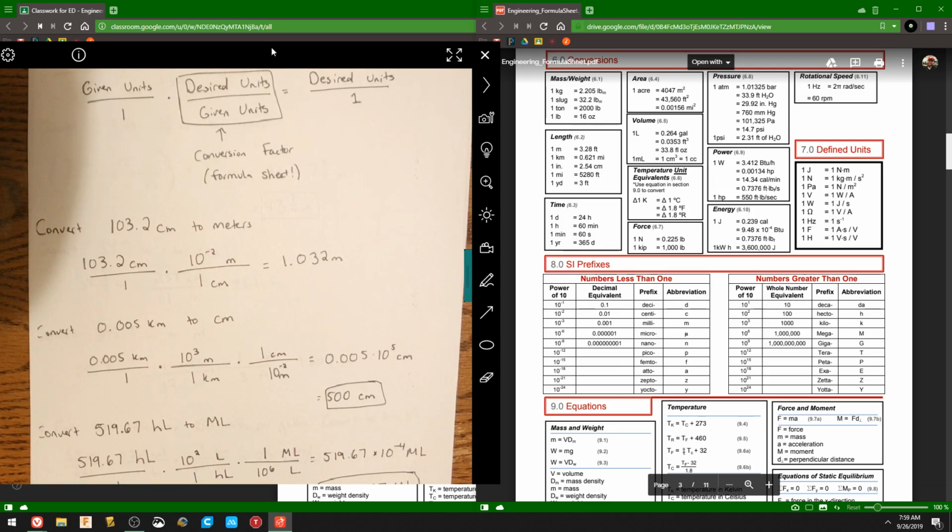So 103.2 centimeters to meters. To me, that's pretty straightforward. The easiest way to do that is, just like we talked about, you have given units: 103.2 centimeters, multiplied by desired units, which in this case are meters, over the given units, centimeters. What that's asking is basically how many meters are in 1 centimeter. In this case, they say 10 to the negative 2.